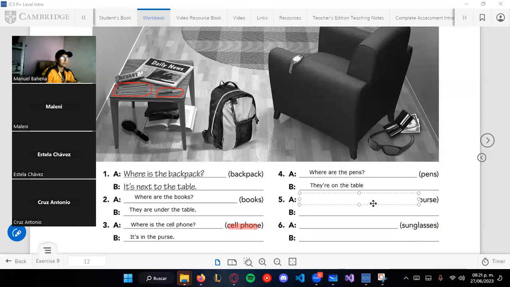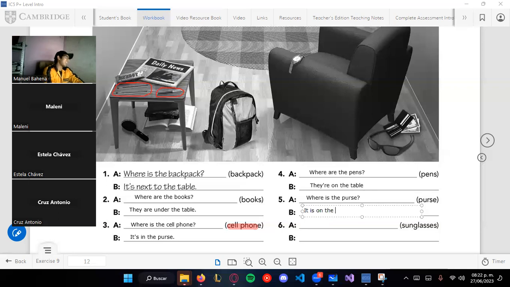Antonio, number 5. Es la que me faltaba, pero bueno. Oh, okay, okay. You have number 6? Pero ya, ya la tengo. Ya, ya. Okay, where is the purse? Yes. Este es que no tengo la foto que tengo en mi teléfono, pero es it is on the table.